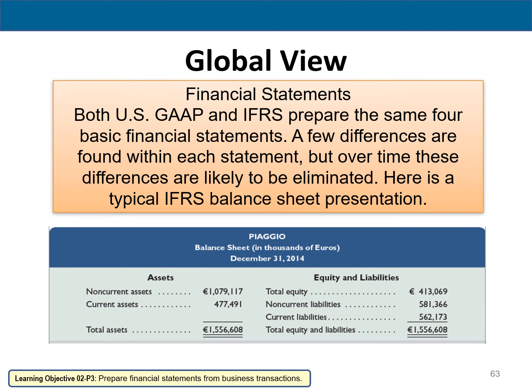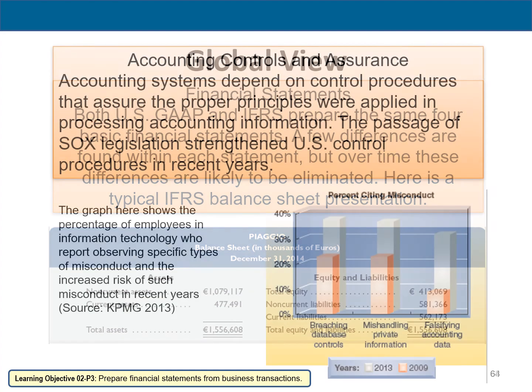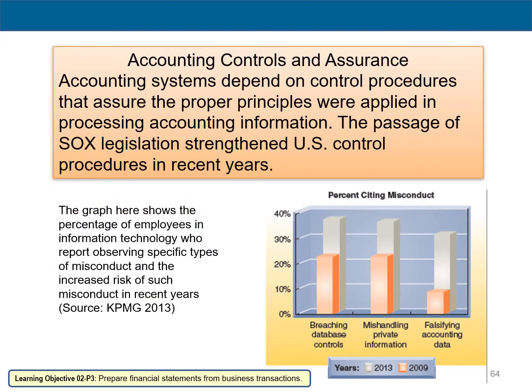All right, so I'm not going to get into a whole lot of this on the global view, but you can read about it in the book. They're just illustrating the difference in financial statement preparation between US GAAP and IFRS. Still the same four primary financial statements. The presentation sometimes is a little bit different, but you can read through that in the book. Same thing here. You can read about the accounting controls and assurance and some of the SOX legislation in the book as well.